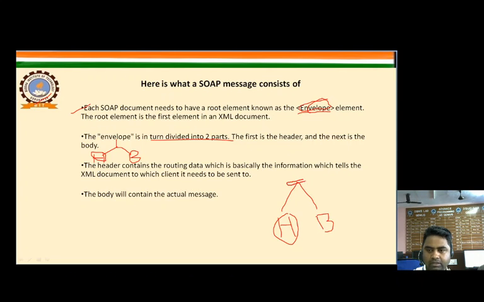So again, basically a SOAP message contains a root element, also known as the root tag, that is an envelope, and this envelope is divided into two parts, header and body. Header contains the address to which information has to be sent, and body contains the original message or actual message.